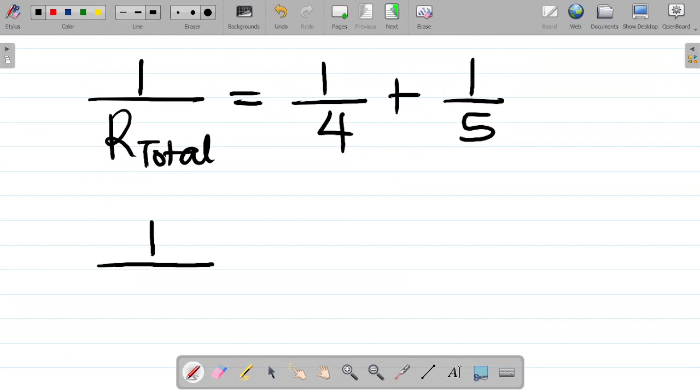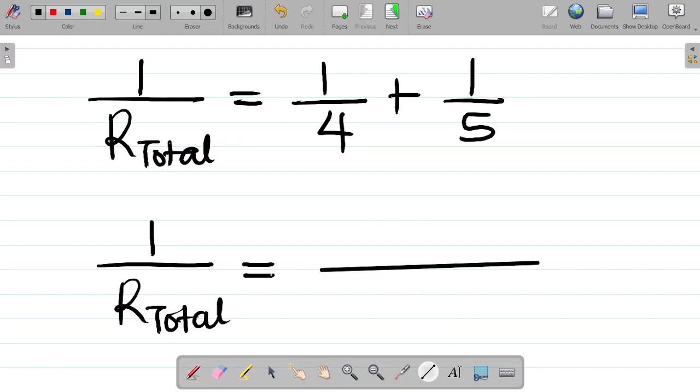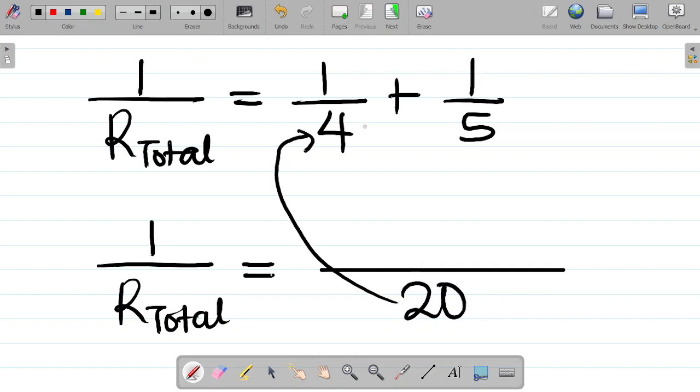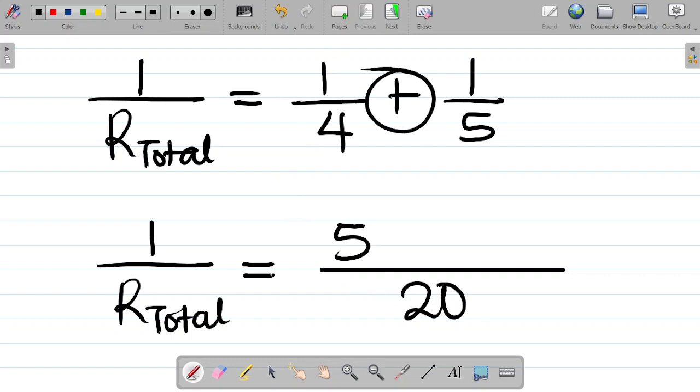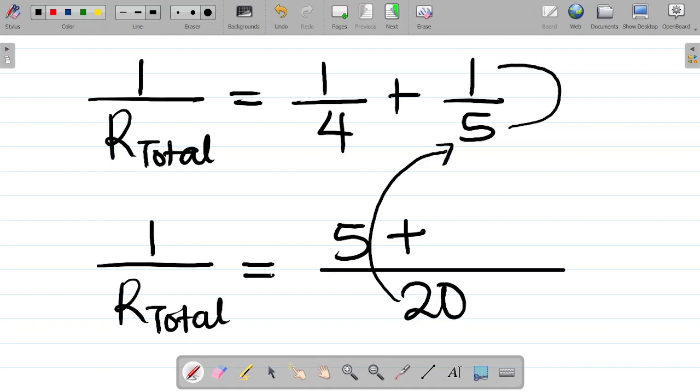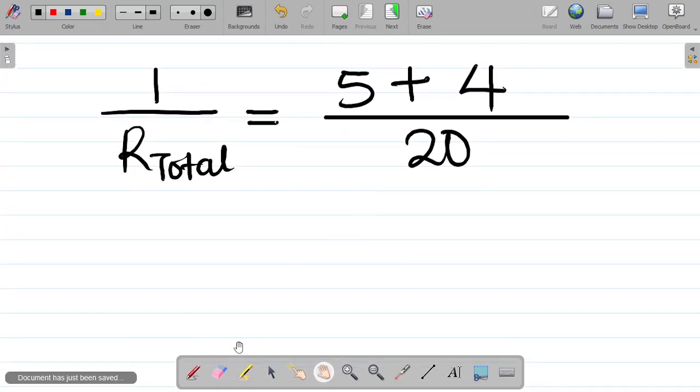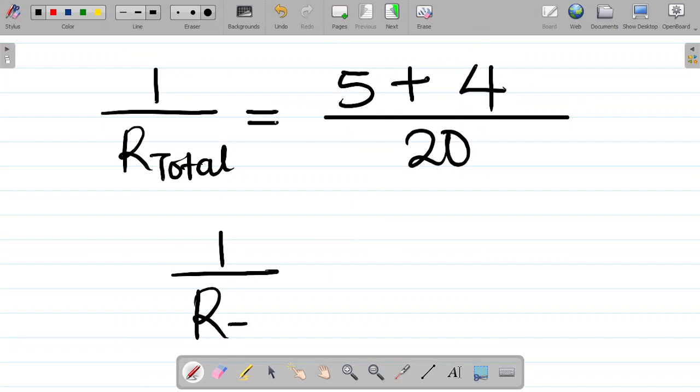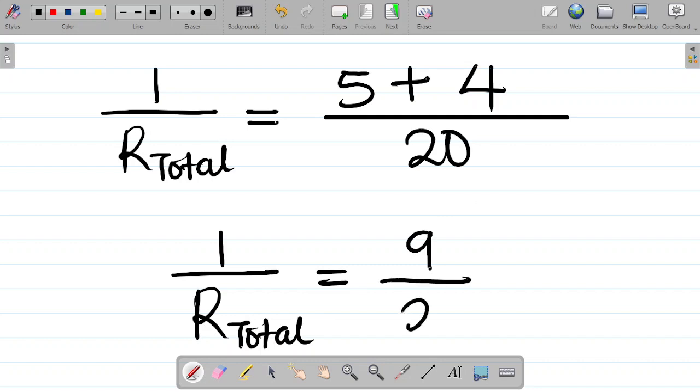All right, let's solve this. For this, I have 1 over R total equal to my LCM of 4 and 5, which is 20. 20 divided by 4 is 5. Use the 5 to multiply 1; 5 times 1 is 5, so I have my numerator there as 5. Bring down the sign, plus. Next, 20 divided by 5 gives you 4, and 4 times the numerator 1 gives you 4. So it becomes this plus 4. Let's work with this. 1 over R total is equal to 5 plus 4, which gives you 9 over 20.